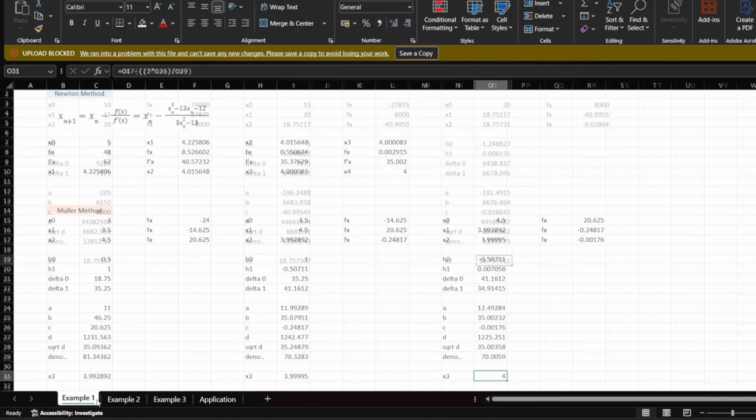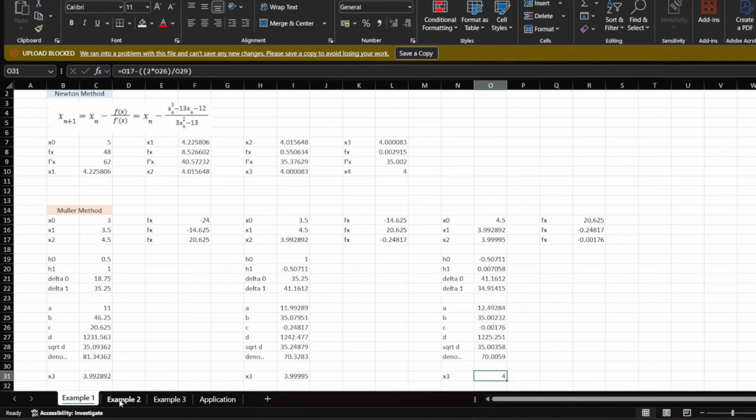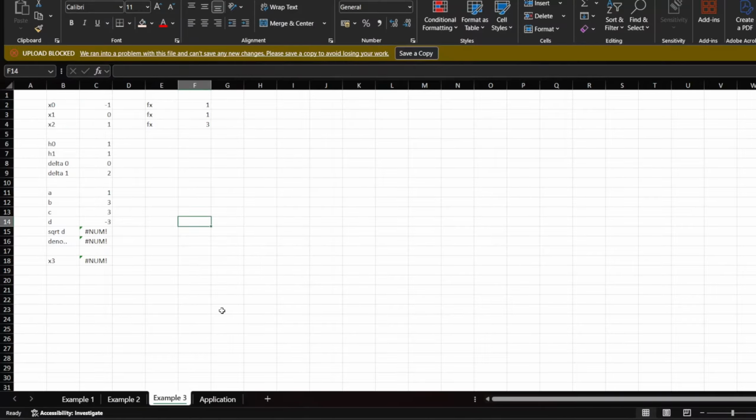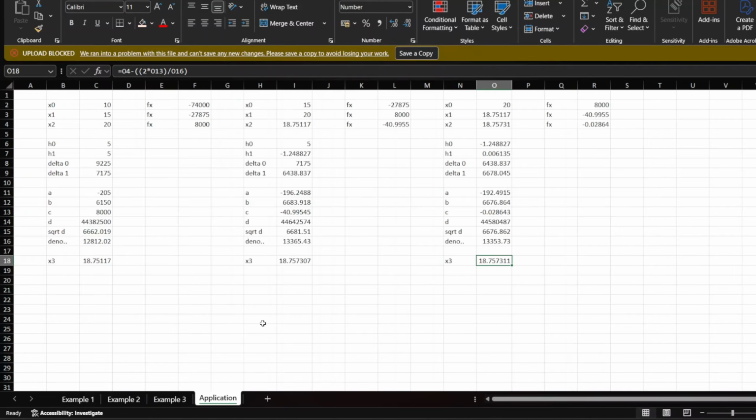Okay. So these are the three different uses of the Mueller method. Example 1 shows the difference between the two methods. In example 2, we just use the Mueller method, and because we have 3 points, we see that the Mueller method can get us 1 root. And example 3 is because the Mueller method can be used for complex roots, which are imaginary roots. So we use hand calculation, and I'm not showing it in Excel. And then the real world application.